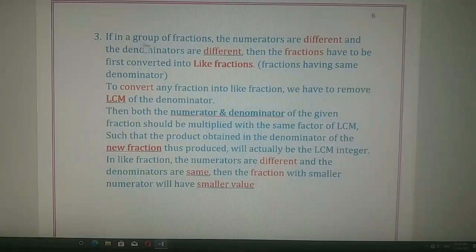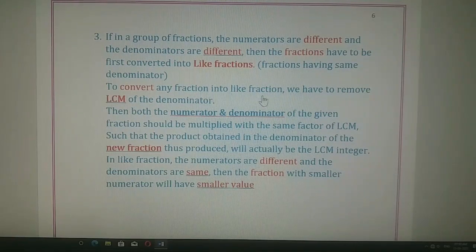If in a group of fractions the numerators are different and the denominators are also different, then the fractions have to first be converted into like fractions. Fractions having the same denominator are called like fractions. So if both the numerators and denominators are different in a group of fractions, in order to arrange them in ascending order or descending order, first we have to convert them into like fractions.